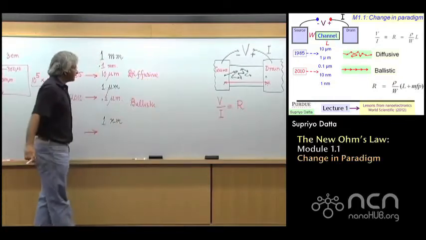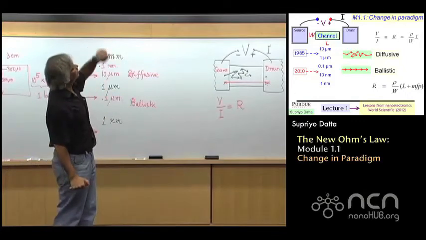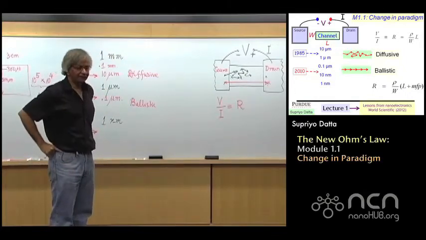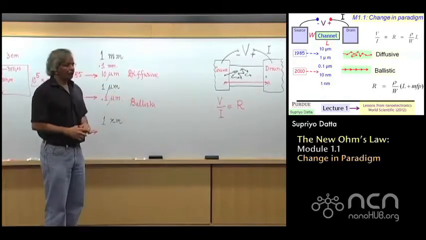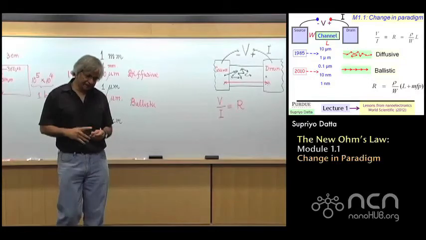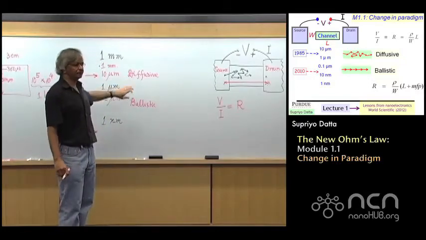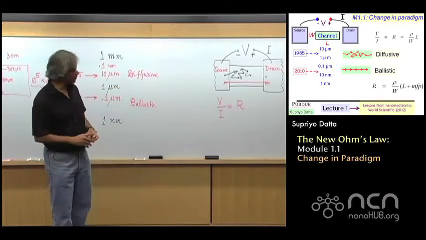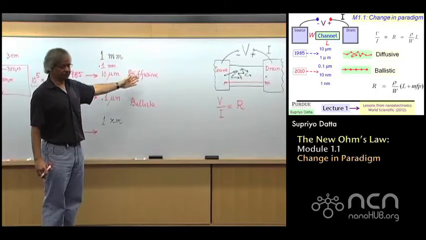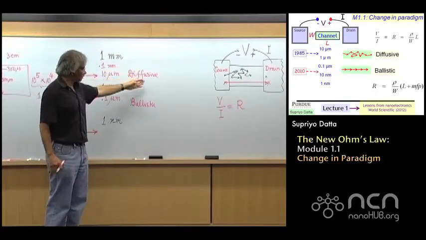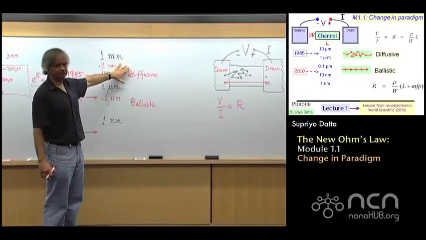So this is the change in paradigm that I have referred to in this module 1.1. The title, we called it Change in Paradigm, is this idea that our entire understanding and thinking of current flow is based on this diffusive regime. Why? Because, as I said, 25 years ago, that's the only regime people knew much about. In other words, all the experiments that were available were in this regime.